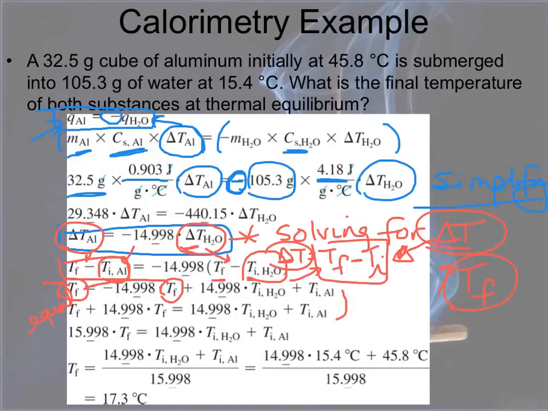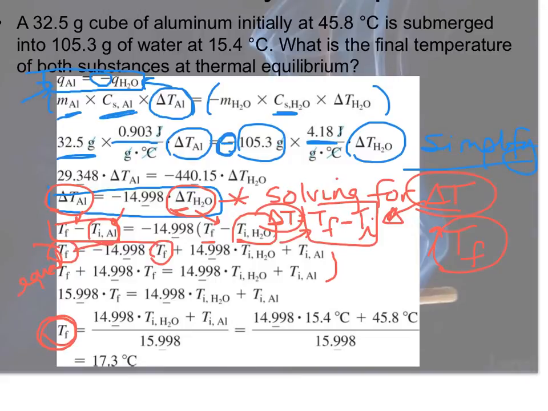So you're going to do a little bit of math. I want you to go through and make sure you understand how to do that. And you're going to rearrange to solve for TF, and it equals 17.3 degrees. That is the final temperature that both the aluminum block and the water are going to end up at.